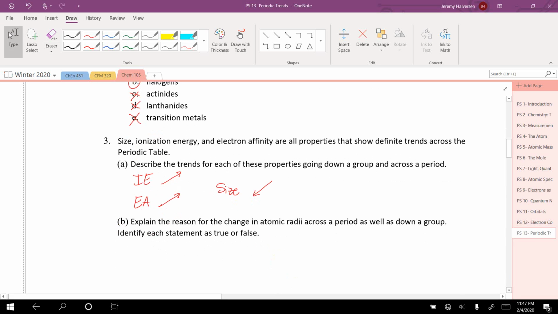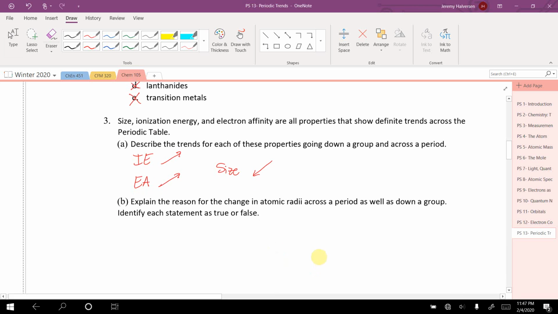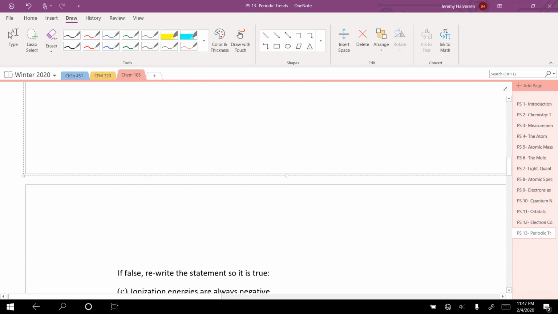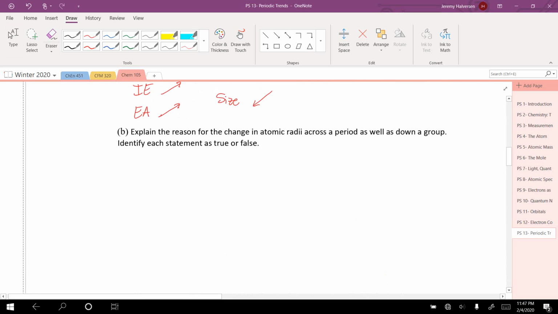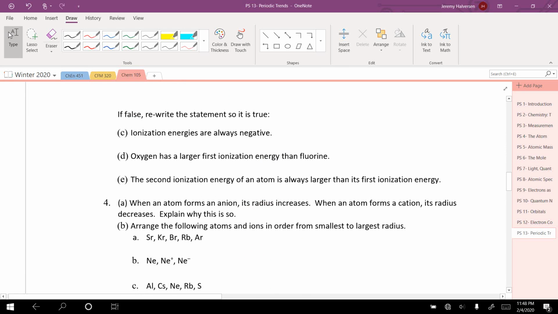Okay, explain the reason for the change in atomic radius across the periodic table as well as down a group. Identify each statement as true or false. Oh, that should be down there, but I just kind of explained how this happens. So you can just rewind and listen to it if you want. All right, let's identify these as true or false.